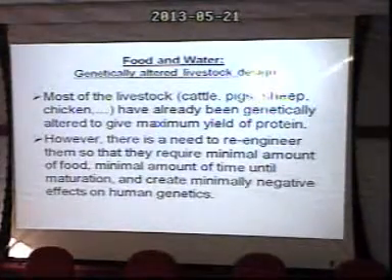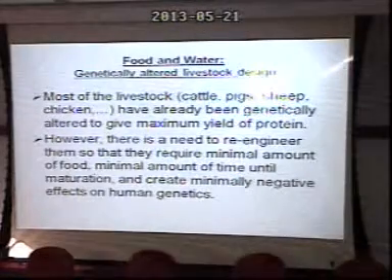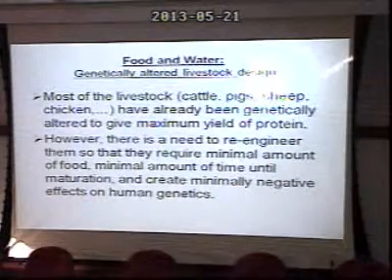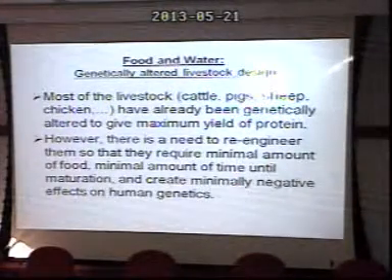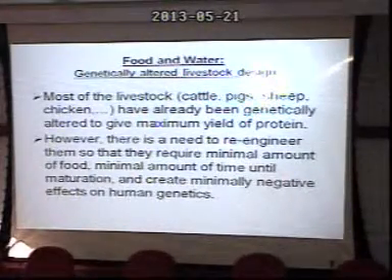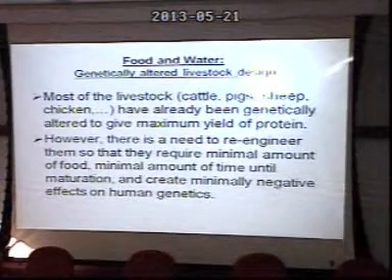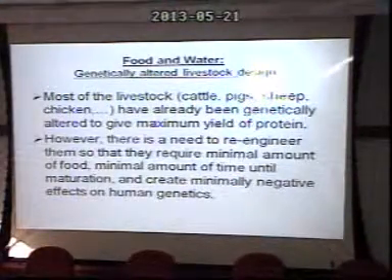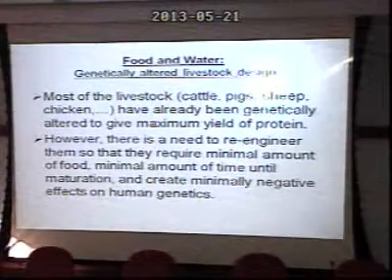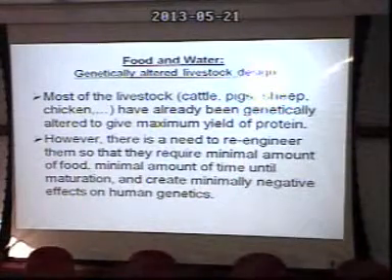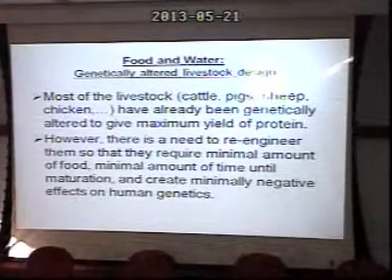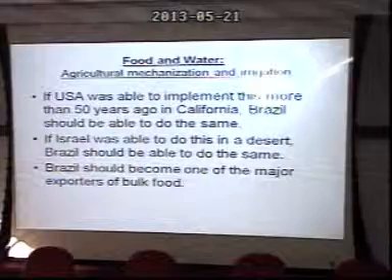Very similar story for livestock. Almost all the livestock, including cattle, pigs, sheep, chicken, all of this is already heavily genetically altered, okay? However, again, this has to be re-engineered in order to get this kind of meat or protein produced from animals that requires a minimum amount of feed, so to be most profitable, minimum amount of time to grow or mature these animals, and create minimally negative effects on human genetics by consuming these kind of animal products.